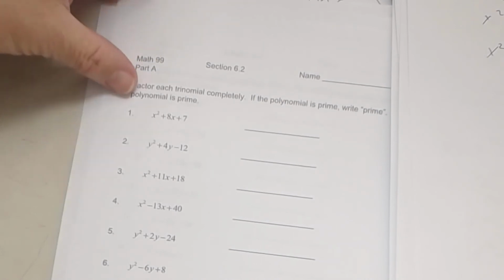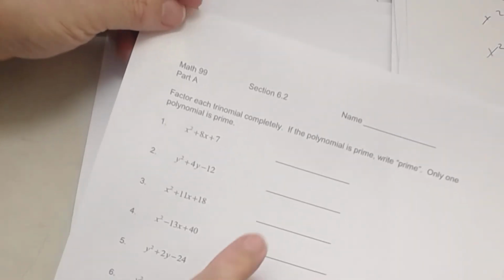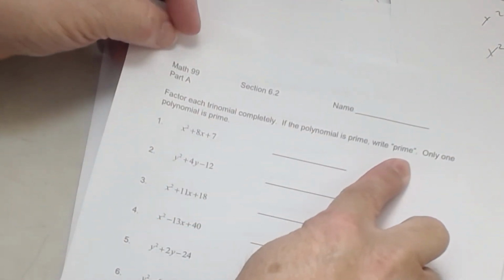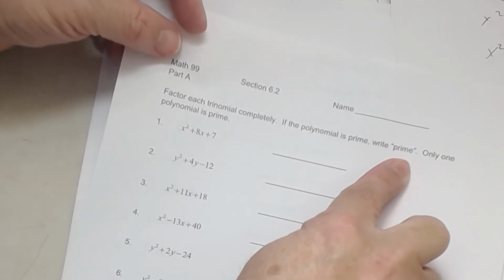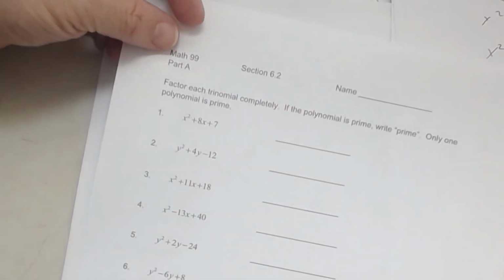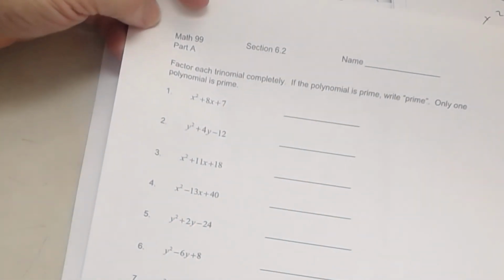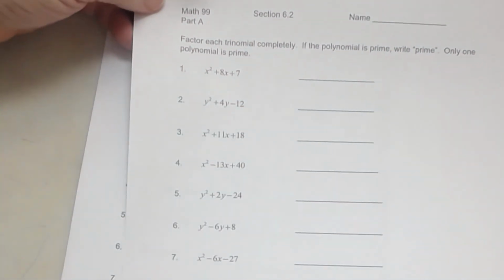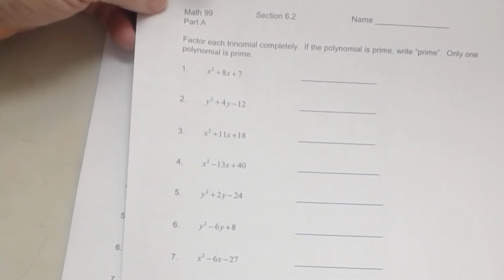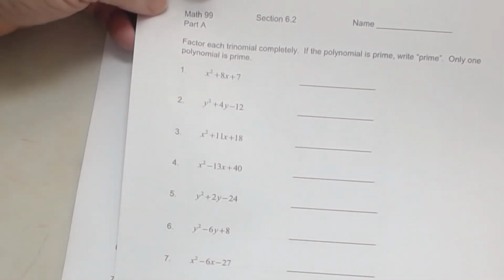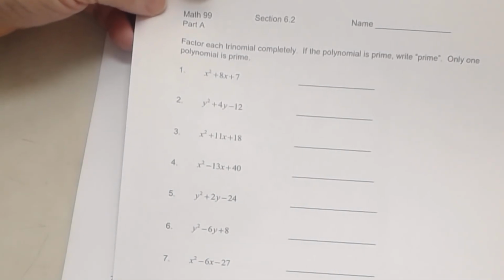All right? Now, listen carefully. If the polynomial is prime, you write prime. We haven't talked about prime yet, but prime means it cannot be factored. Only one of them is prime. We're going to do a prime one next class period. But if you're working on this now, one of those you cannot factor, and in that case, you'd write prime. You can see what it looks like in one of the problems we'll do.